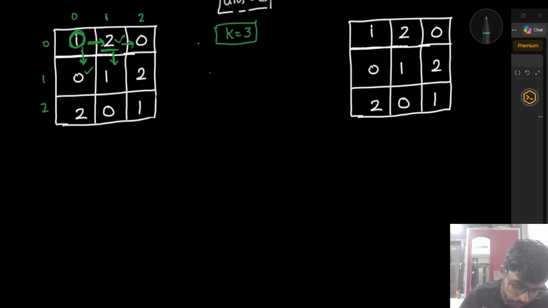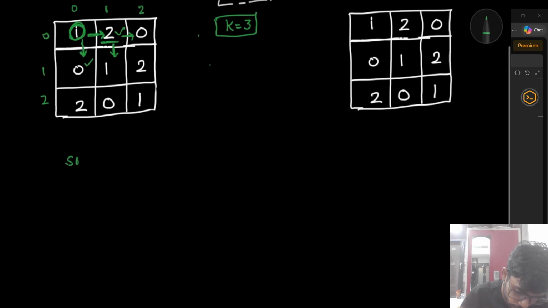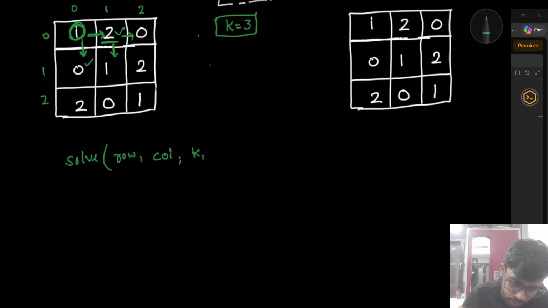So the function will typically look like this. Let me name it solve. That will be row, column, k. Let us also suppose m comma n. This will be the number of rows and this will be the number of columns.